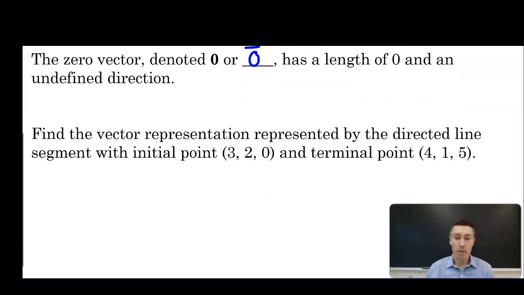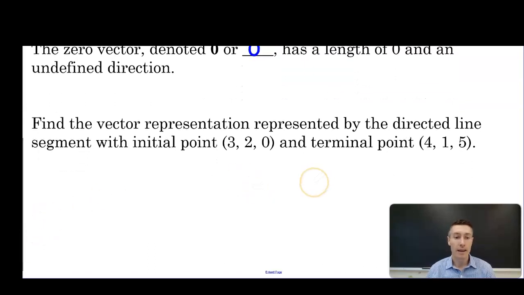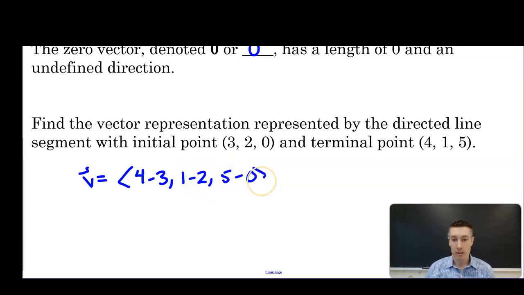So if we find the vector representation represented by the directed line segment with initial point 3, 2, 0 and terminal point 4, 1, 5. So this is a great opportunity. Pause the video, check in, see how you're understanding the material so far, and then play the video to see how you did. Okay, so we'll call this vector V. So the terminal point minus the initial point, so we'll have 4 minus 3, 1 minus 2, 5 minus 0. So vector V will be 1, -1, 5.